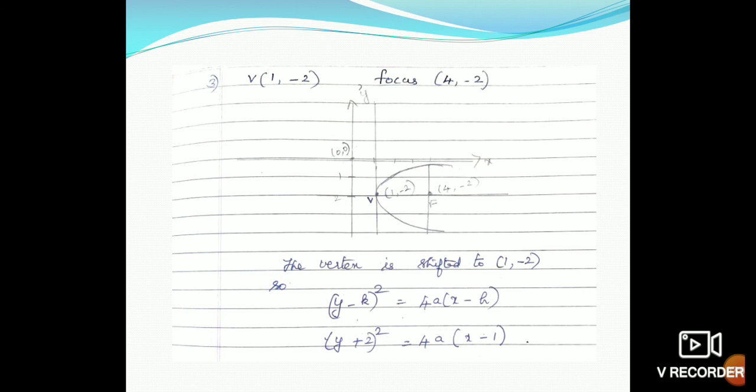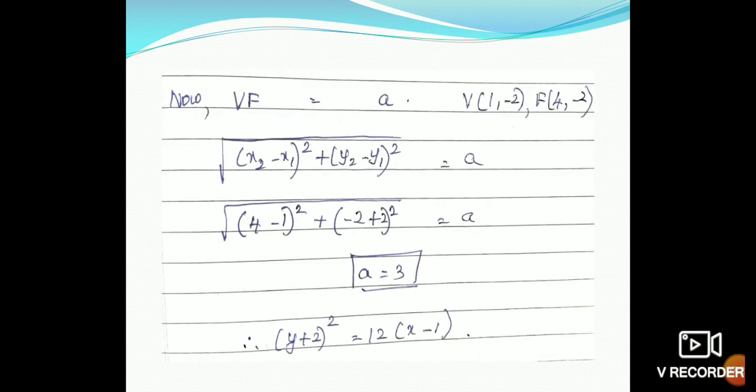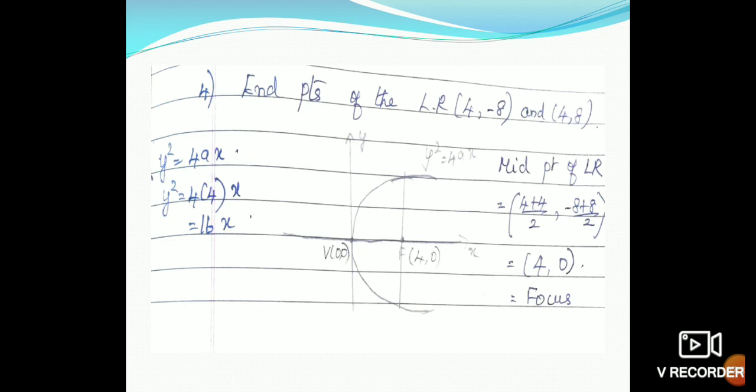Now the vertex has changed to 1 comma minus 2, so I am using this formula: y minus k the whole square is equal to 4a into x minus h. In place of h and k, I am going to substitute 1 and minus 2. I have substituted. Okay. What else is remaining? This a is remaining. To find the value of this a, I am going to use this formula: VF is equal to a. Use the distance formula. Find the value of a. Substitute in that equation. That's all. 3 problems. All 3 problems are different. So you have to go through these problems separately, very carefully and with utmost concentration.